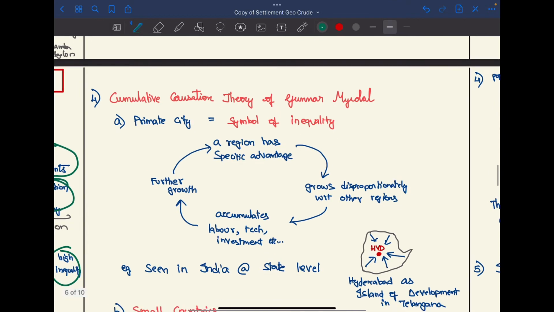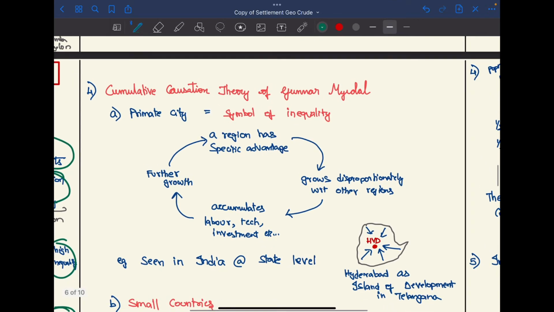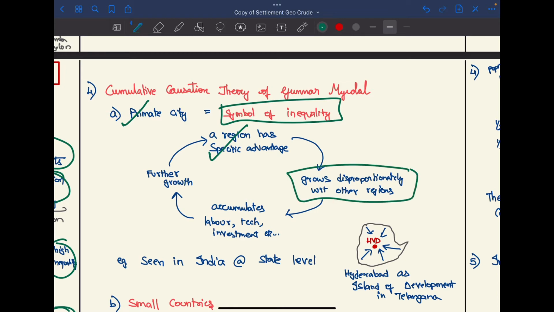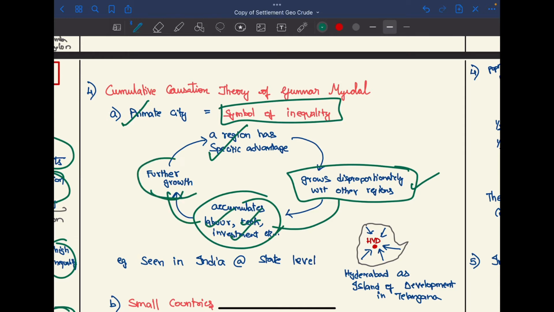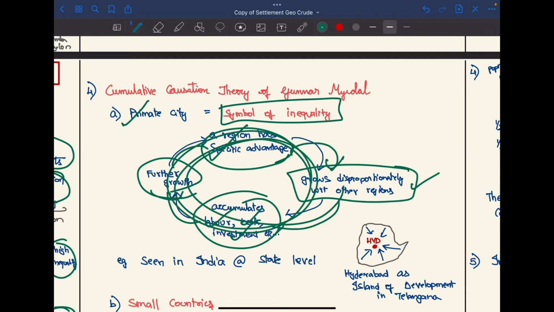Next, we have the cumulative causation theory by Gunnar Myrdal. According to him, primacy is a symbol of inequality. He explains this through a vicious cycle. For example, a city has a certain advantage. Because of that advantage, it grows disproportionately with respect to other regions, and because of this, it accumulates labor, technology, investment, etc., and it further grows. Therefore, its advantage further increases and it further grows, and this vicious cycle keeps on continuing. Therefore, it is a symbol of inequality.